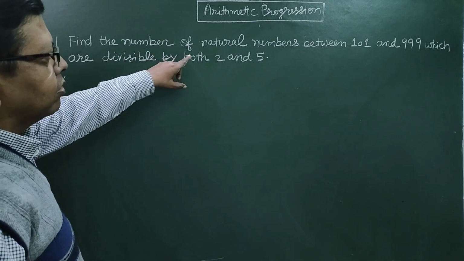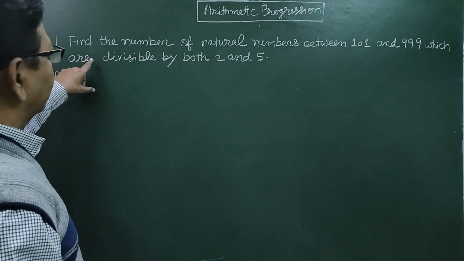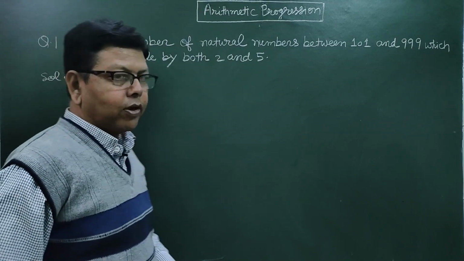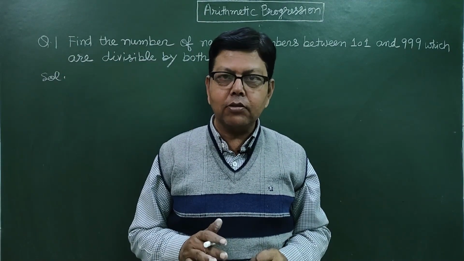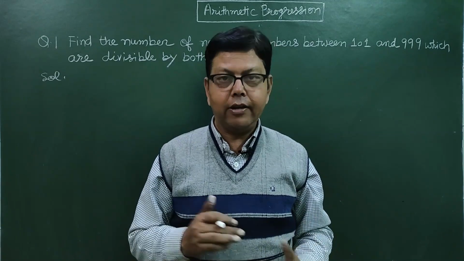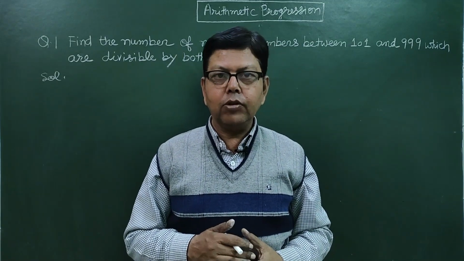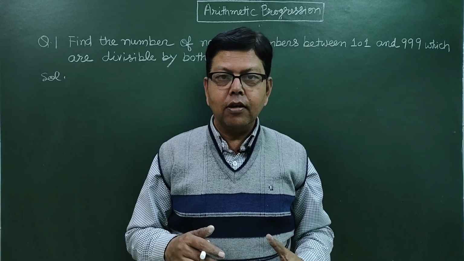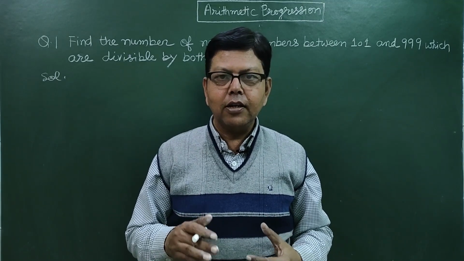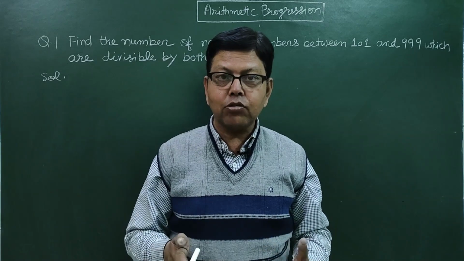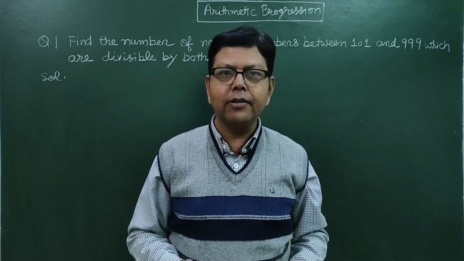Natural numbers between 101 and 999 which are divisible by both 2 and 5. You know, if a number is divisible by both 2 and 5, it means it is divisible by 10. So in this question we need to find all the numbers between 101 and 999 which are multiples of 10, or which are divisible by 10.